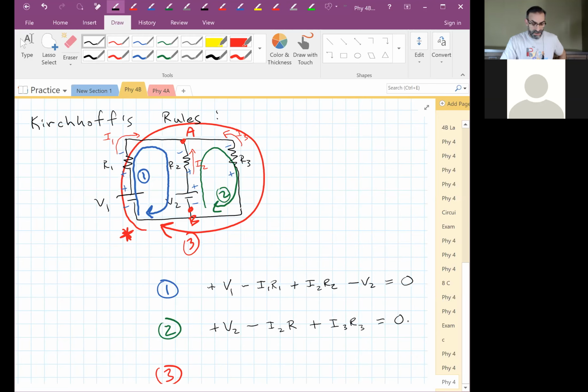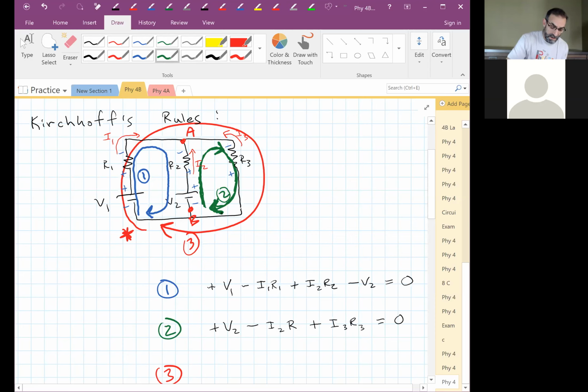Plus I3R3, because we're going clockwise. We're going clockwise around. See my arrow here? I'm taking this green path, and I'm going clockwise in this direction, right? Clockwise.